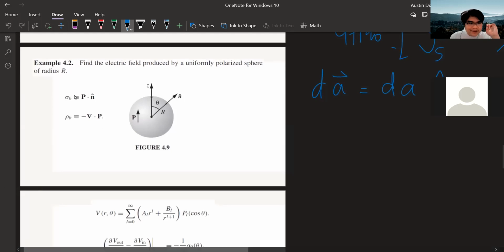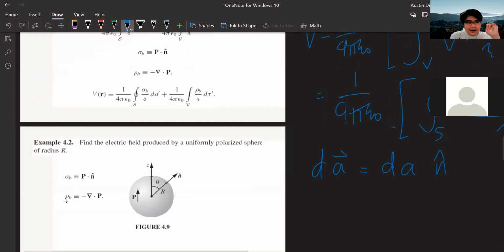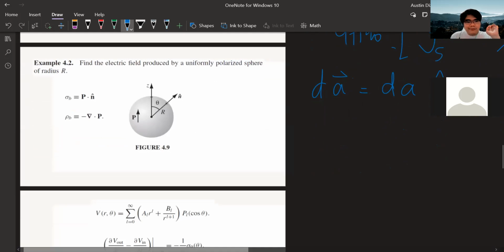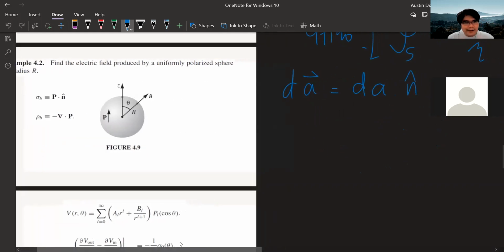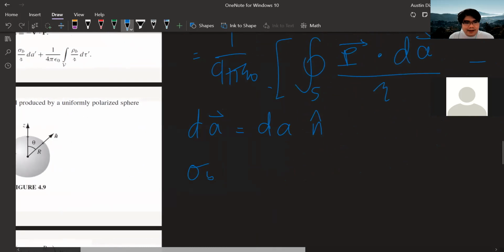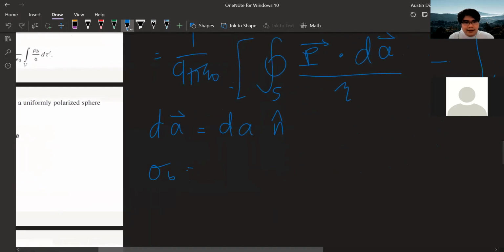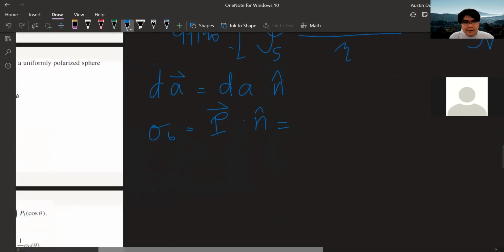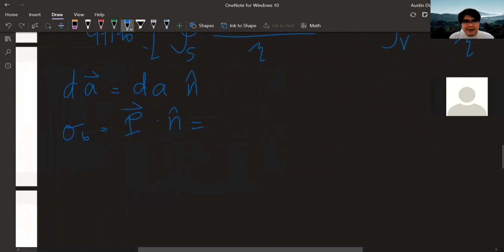Okay, let's solve this. Solve muna natin itong sigma B and rho B bago tayo proceed in getting the potential. Tama, di ba? Okay, systematic lang tayo. So sigma B is just P, capital P, dotted with n hat. Okay? Now, si P ko, sabi ko, i-align ko siya sa z-axis. So, this is actually just P z hat.